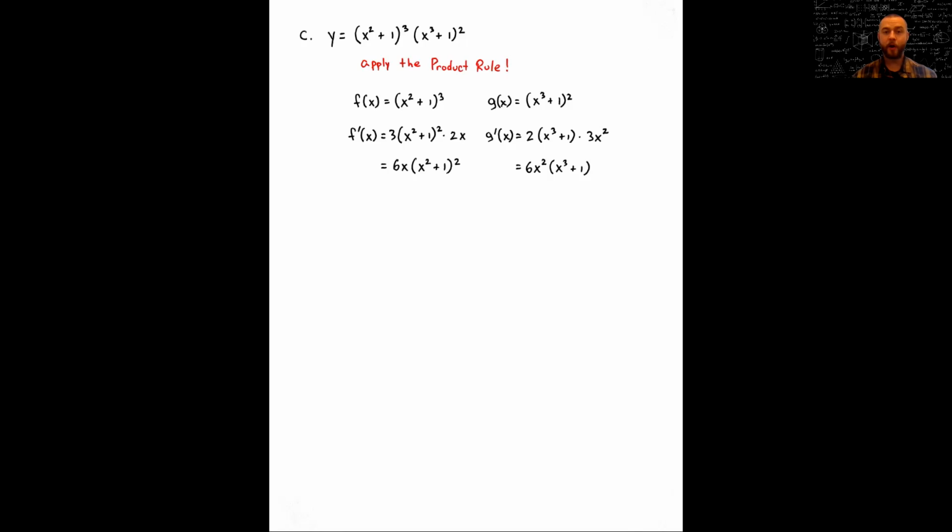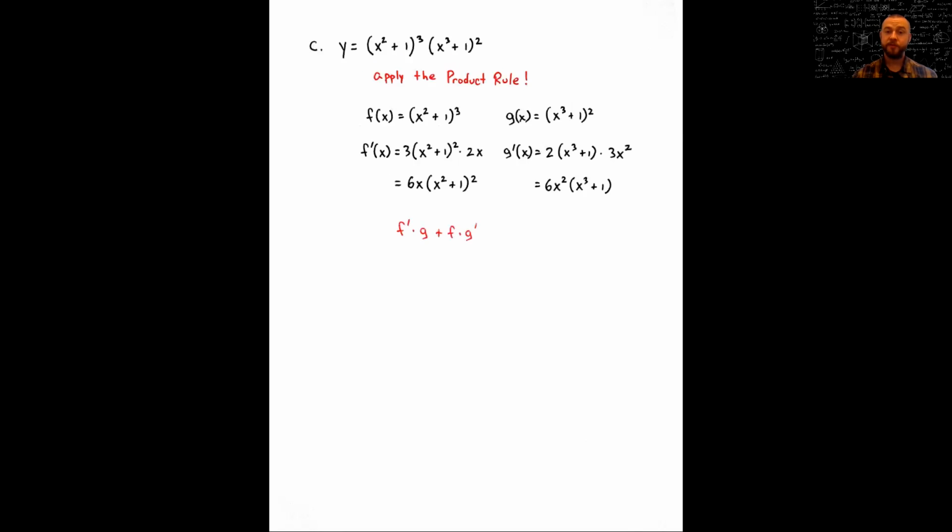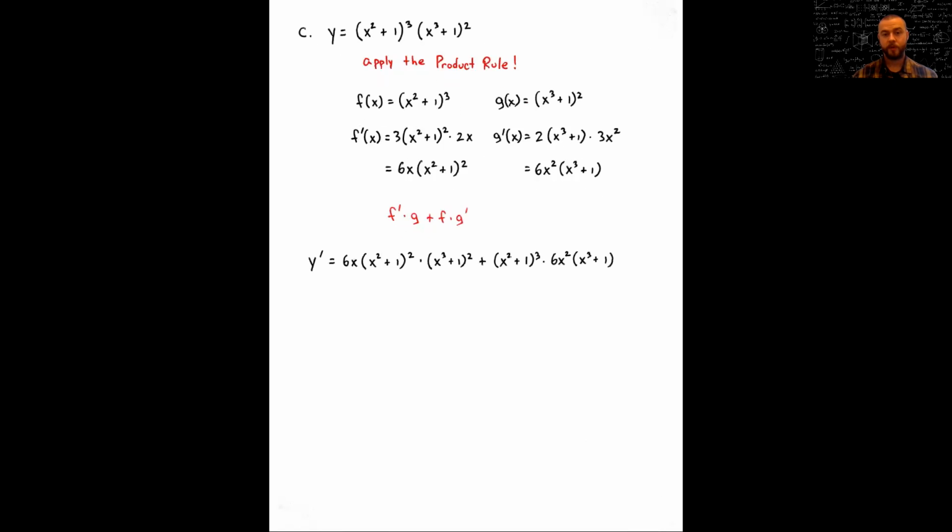And we'll just combine all the pieces here now using the product rule: f prime times g plus f times g prime. And this turns into a big mess. So just make sure you're comfortable where all the pieces come from. They're all written above.